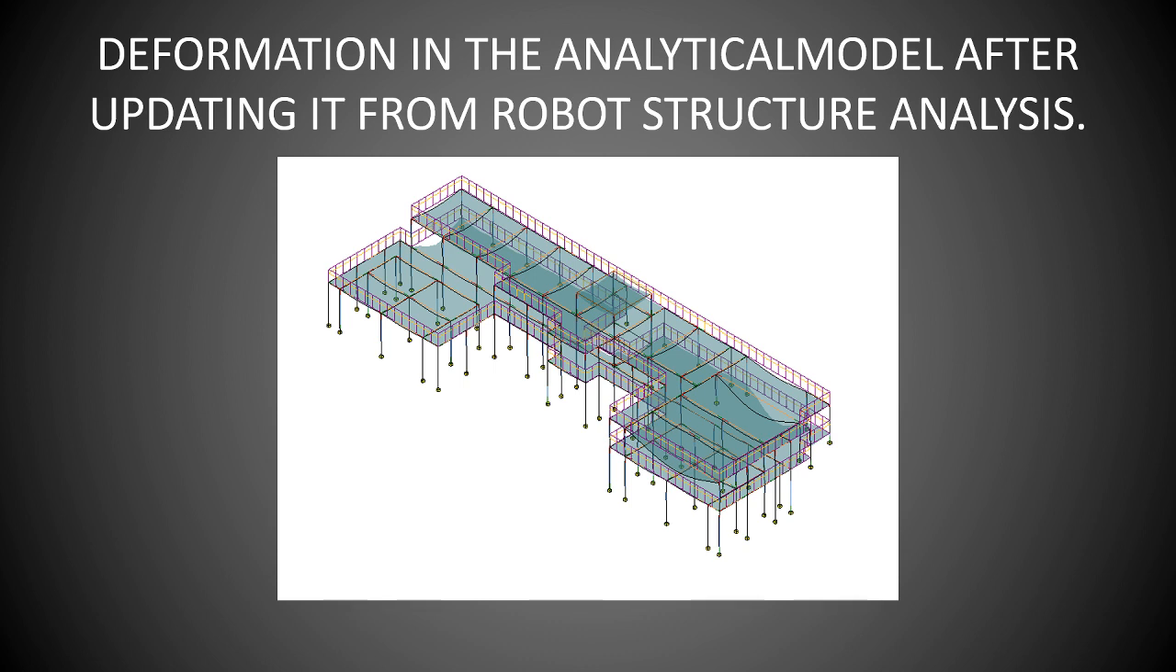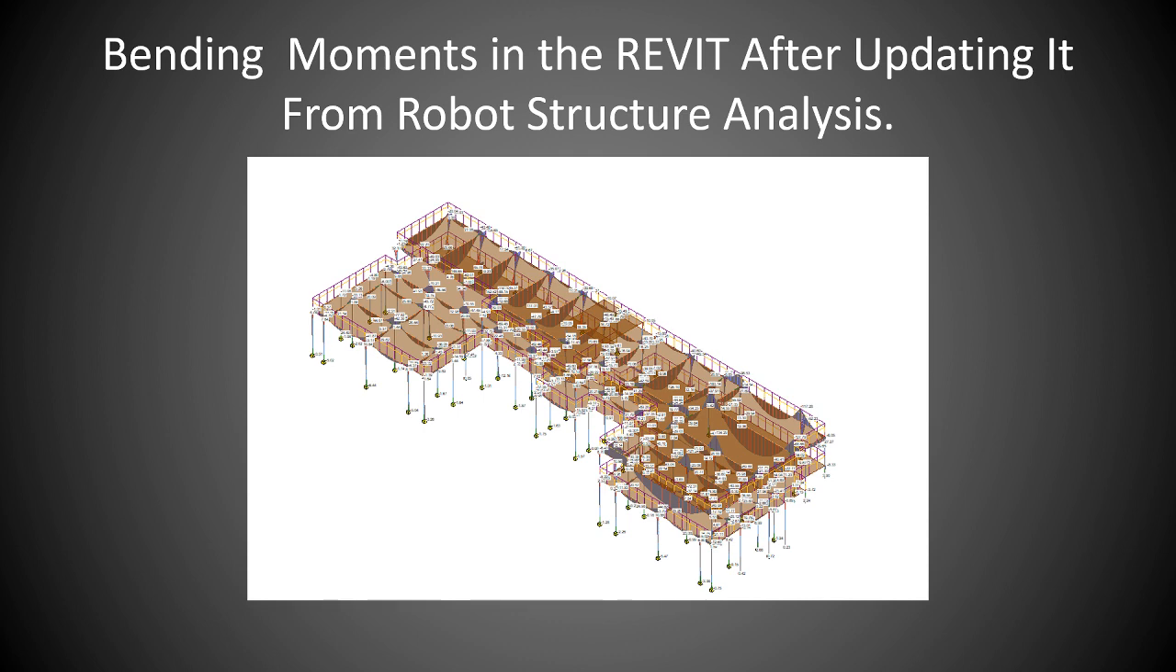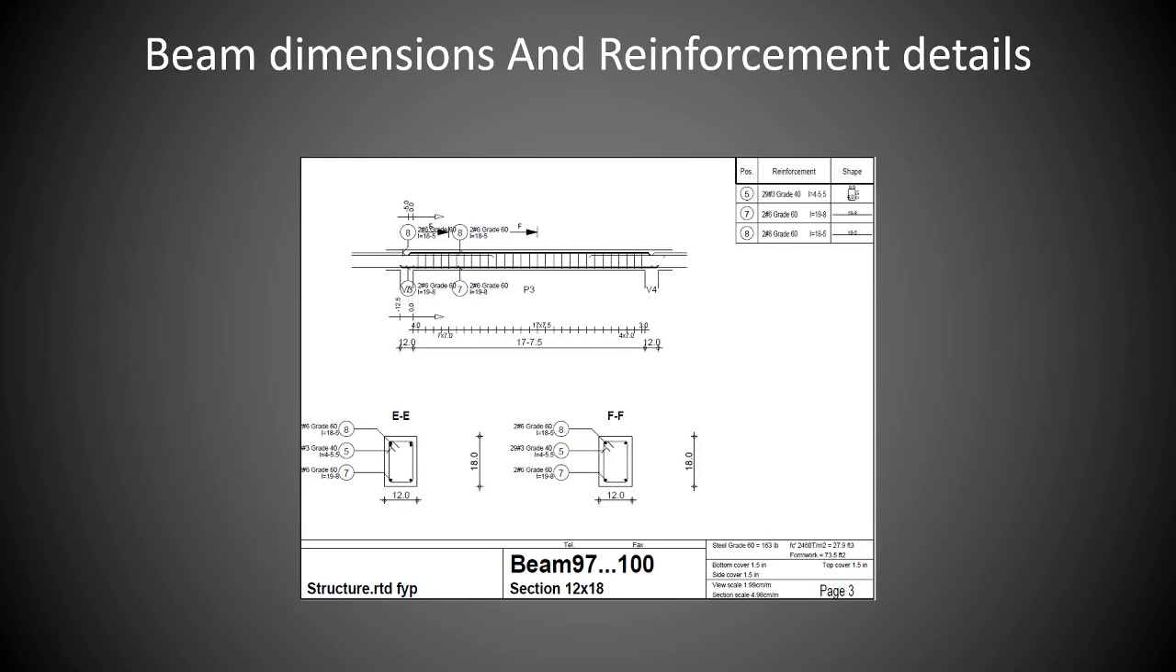Now here is the updated model in Autodesk Revit. There's a deflection shape of our model, after updating it from Robot Structural Analysis. This is the bending moment in Revit after updating it from Robot Structural Analysis. This is beam dimension and reinforcement details in Autodesk Robot Structural Analysis. This is one of the drawings which Autodesk Robot Structural Analysis has created for me.